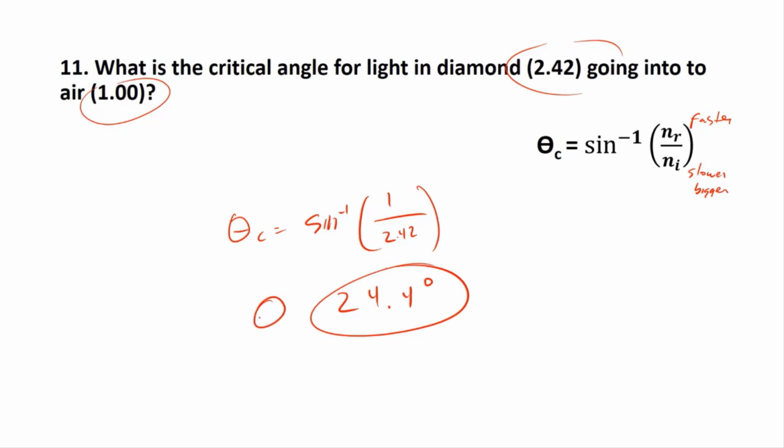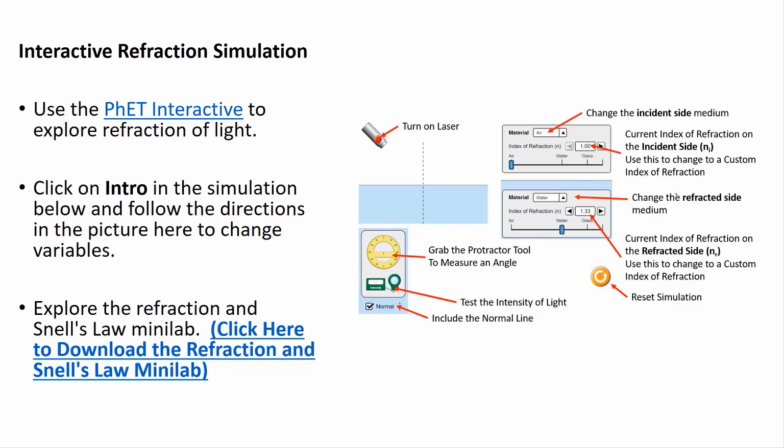Anything past 24.4 degrees, you're not going to have a refraction. And your calculator will actually give you an error. If you did this and you put the 2.42 above the 1, you get an error, and your calculator wouldn't give you the right value. So you pretty much are worry-free that either you're going to get an error or you're going to do it right. And it will always be the faster or the smaller index value over the bigger or the slower index value. Hope that helped.